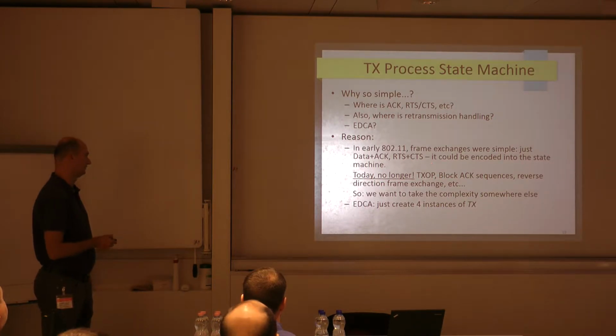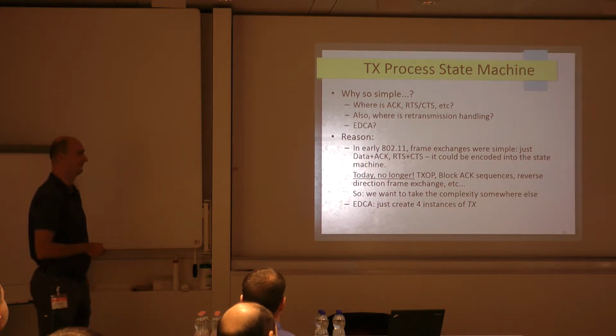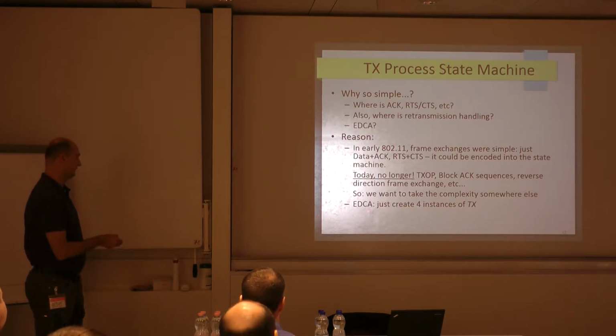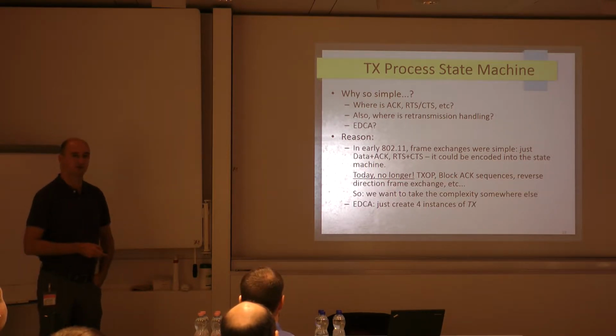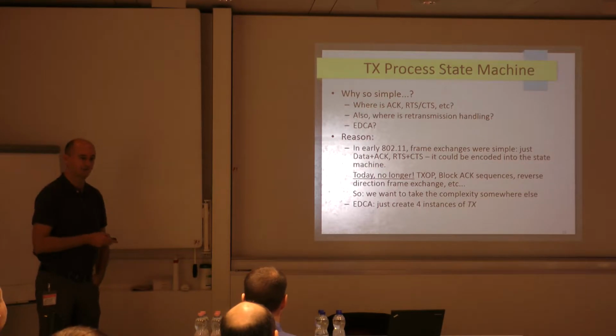So today we have TXOPs, so transmission opportunities, block ack sequences, reverse direction frame exchange, and these kinds of things. And if we take them into the transmission state machine, it just blows up. With EDCA, we just create 4 instances of the TX process, 1 for each access category.